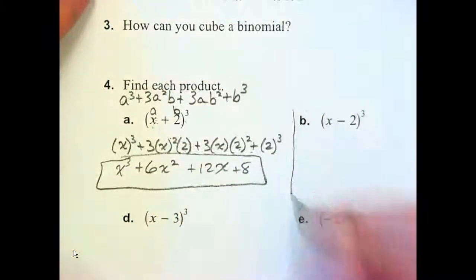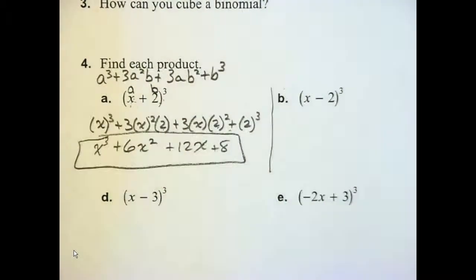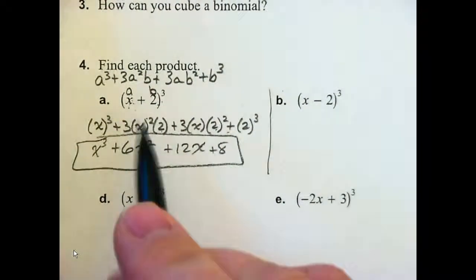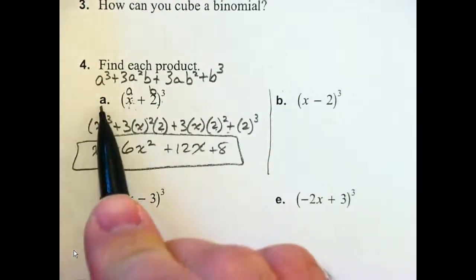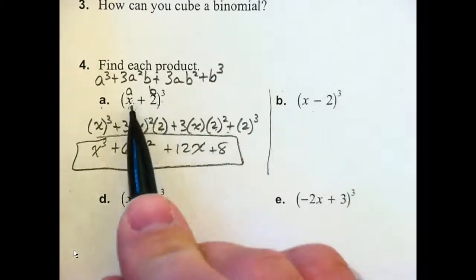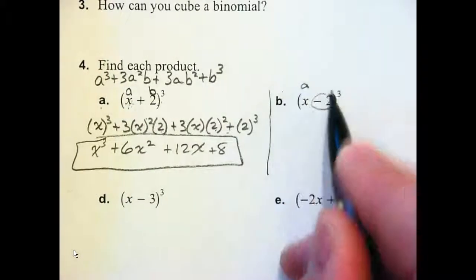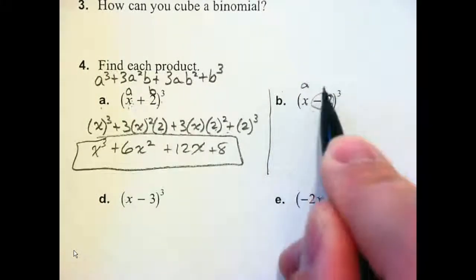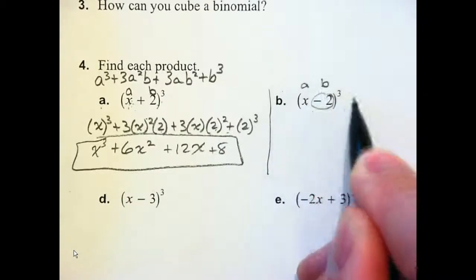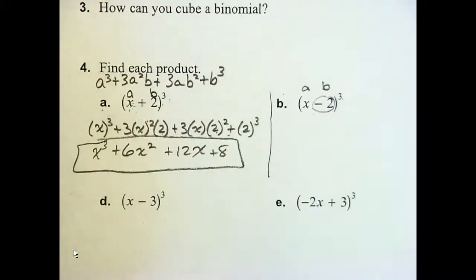Okay, now use your best reasoning skills. Paying attention back up here, notice the only difference between this one and this one is that you have a minus 2. So A is still X. B is now negative 2, and it's still a cube. How is that going to change your answer? Okay? Discuss it real quick.